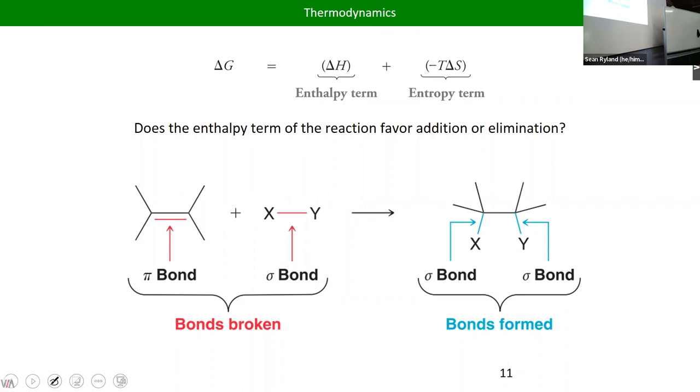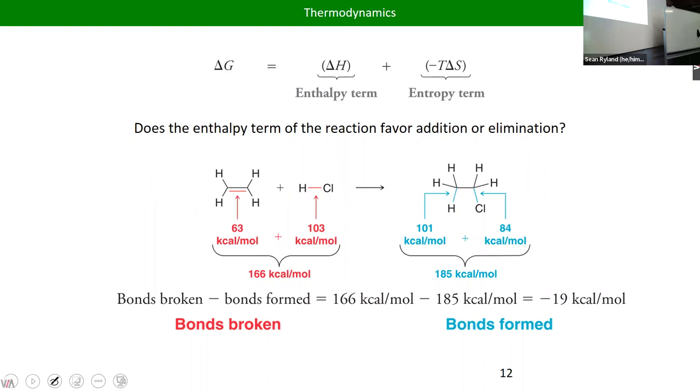All right, so this is just going through some more of the same logic. Bonds broken, so enthalpy, remember, is just the description of the energy in the chemical bonds. Making sigma bonds is more stable than making pi bonds. So enthalpy is always going to favor the addition or substitution reactions. But entropy is going to favor the side that has more pieces, which is going to be the elimination side.